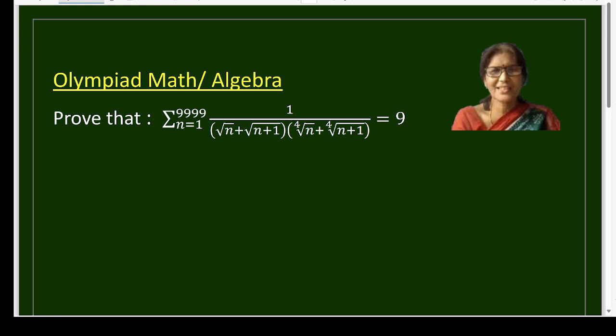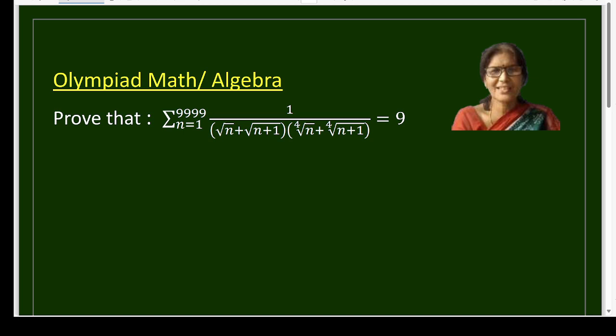Today we will be solving one algebra question which is asked in Maths Olympiad as well as other competitive examinations. So the question is, prove that the summation of n equal to 1 to 9999 of 1 over (square root of n plus square root of n plus 1) multiplied by (fourth root of n plus fourth root of n plus 1) is equal to 9. You have to prove it.